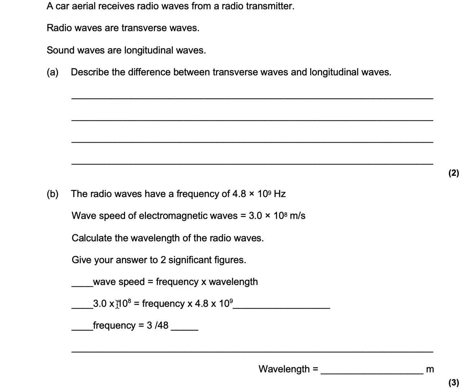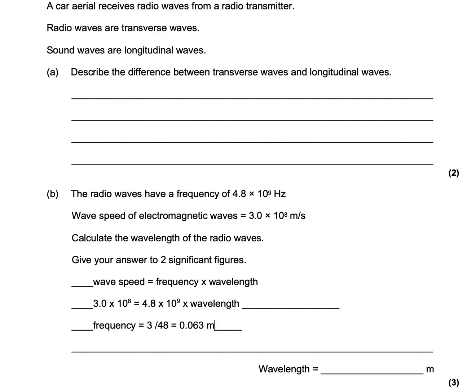You could also have done that by doing 10 to the 8 cancelled out of this, so this becomes 3 divided by 4.8 times 10 to the 1, which is 48. And that works. Sorry, they've given us the frequency. This should be frequency times wavelength. Doesn't affect the rearranging, but just shows how easy it is to make silly mistakes in exams and how carefully you need to double check things.